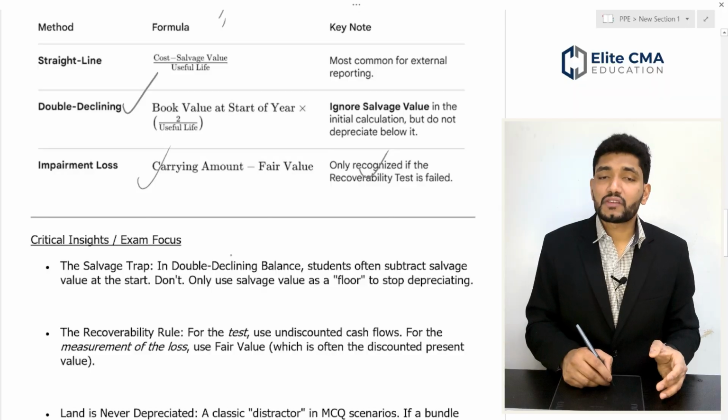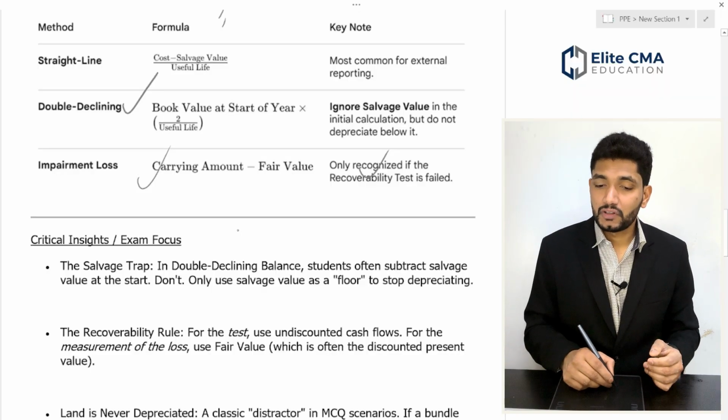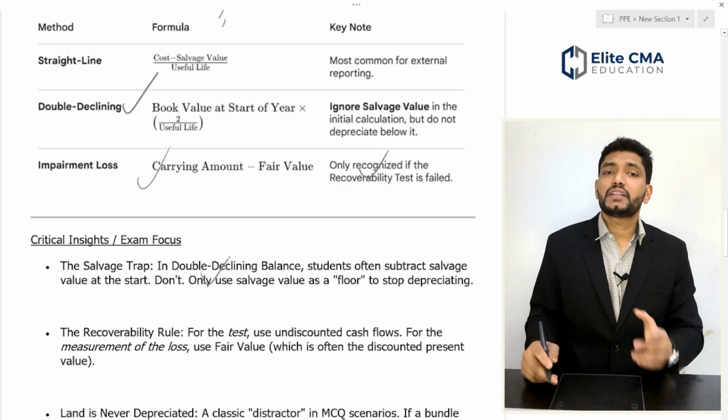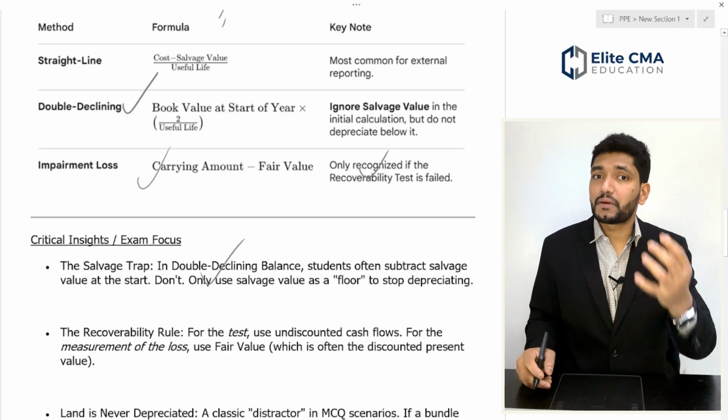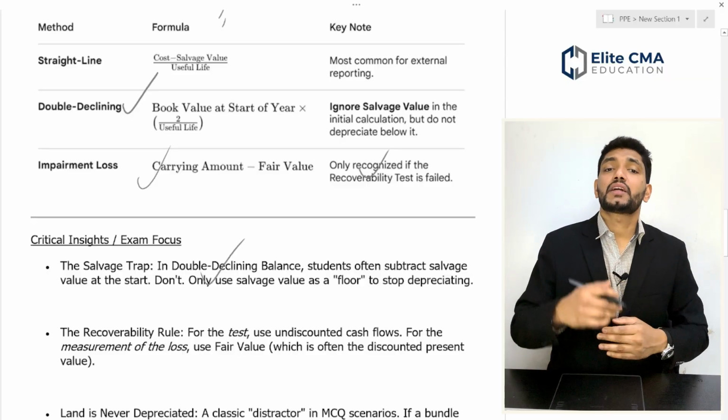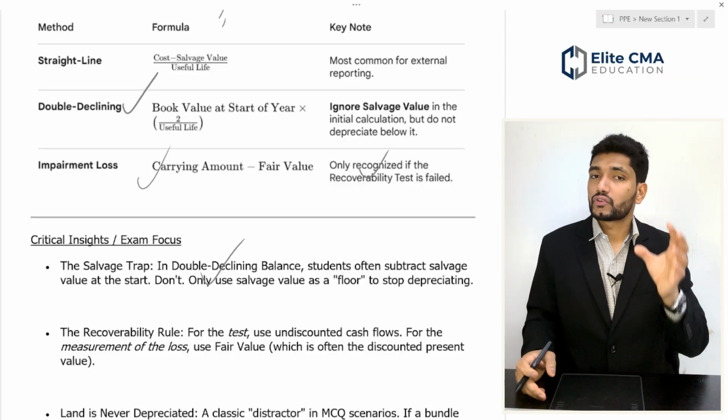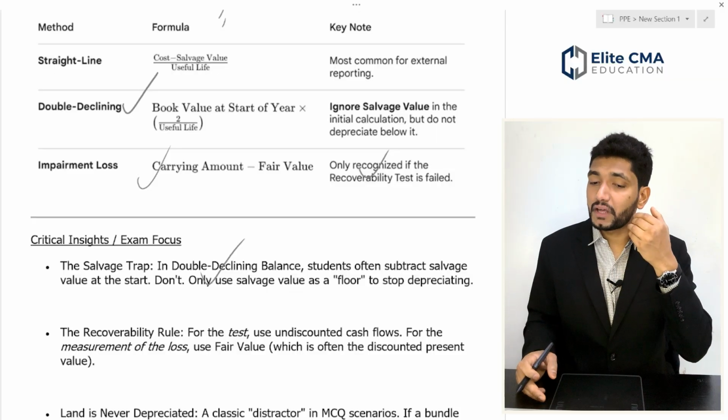So, here are some important things you have to consider while attending the exam. The first one is the salvage trap. In the double declining balance, do not apply salvage value. It is very important. In the double declining balance method, you do not need to apply salvage value.